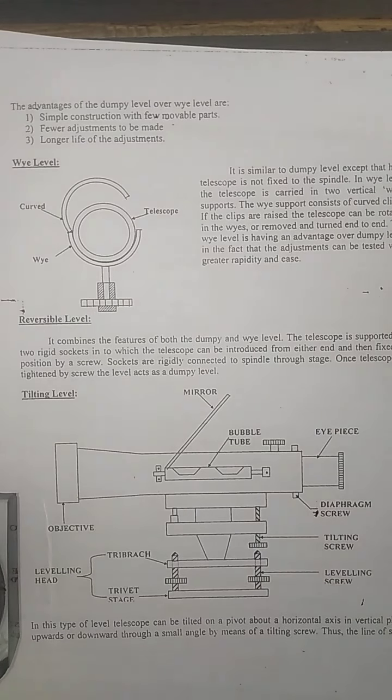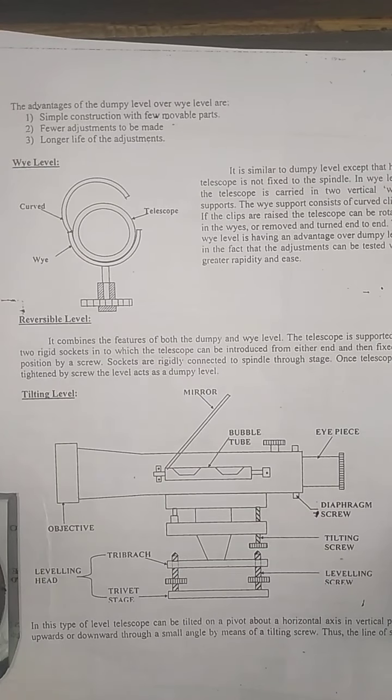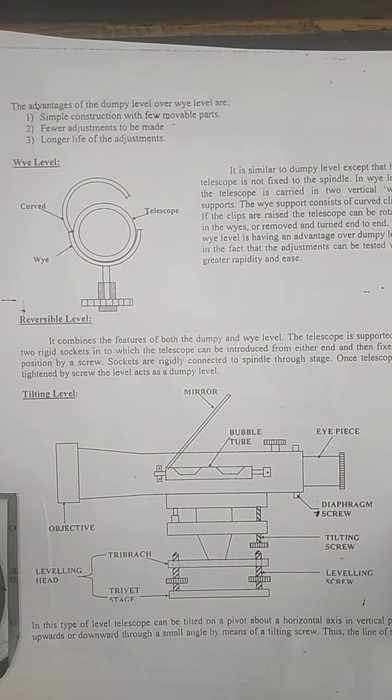Then we will speak about the reversible level. This is one more type of instrument that we are going to study. The reversible level has a combination of the features of both the dumpy level and the Y level. The telescope is supported by two rigid sockets into which it can be introduced from either end, and it can be fixed in position. So this is regarding the reversible level.